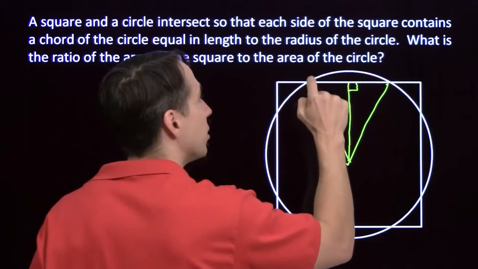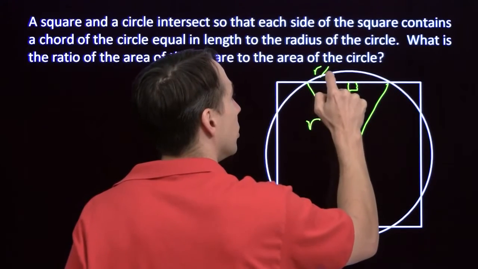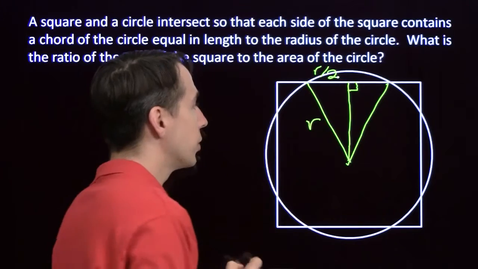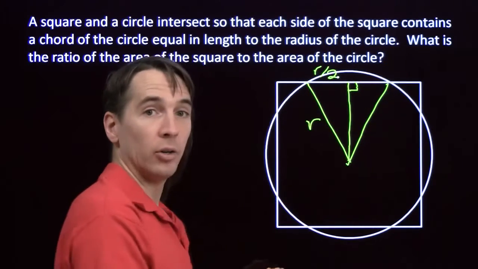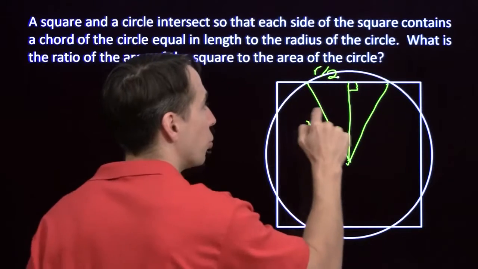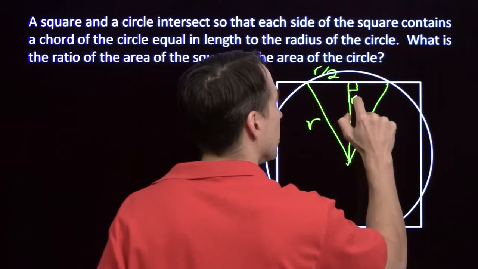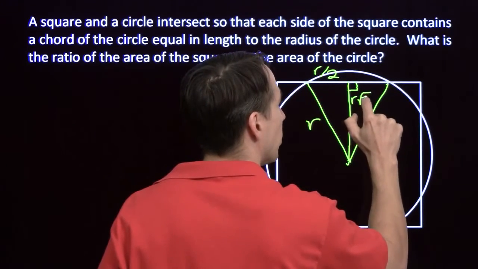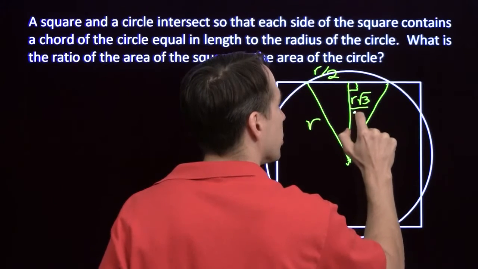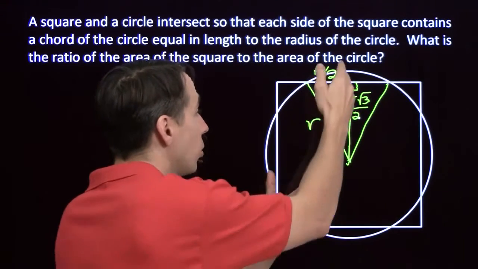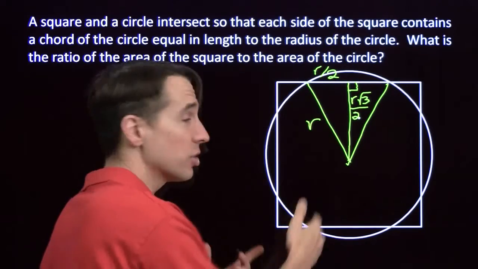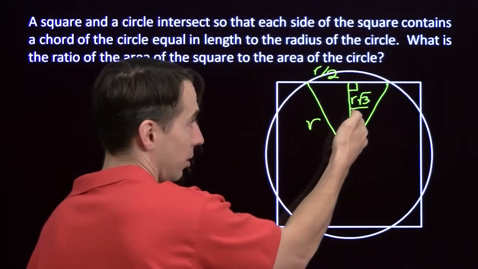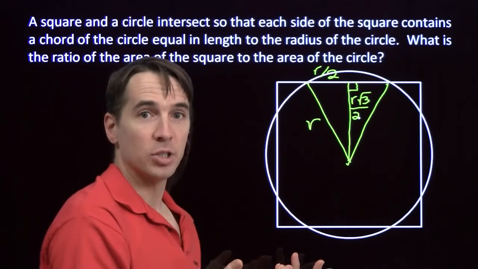You go opposite the 30-degree angle, you have a side of length r over 2, and because it's a 30-60-90 triangle, the long leg of the triangle is square root of 3 times the shorter leg. So this long leg is r times the square root of 3 over 2. And this long leg is half the side length of the square. So the square has side length double this, which is r times the square root of 3.